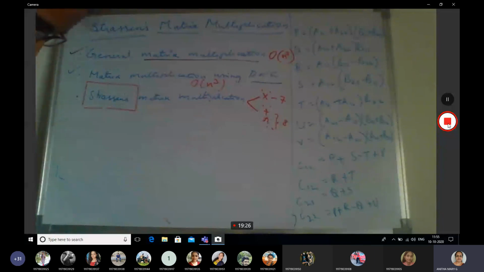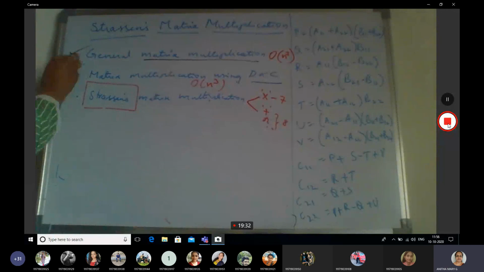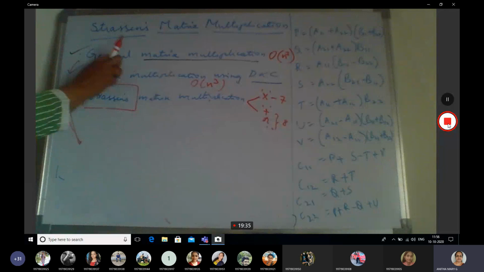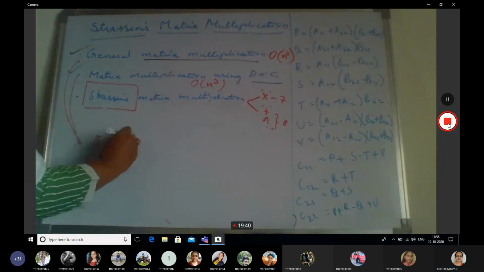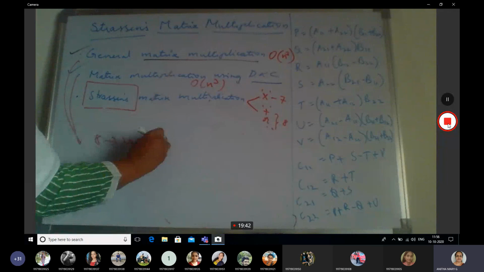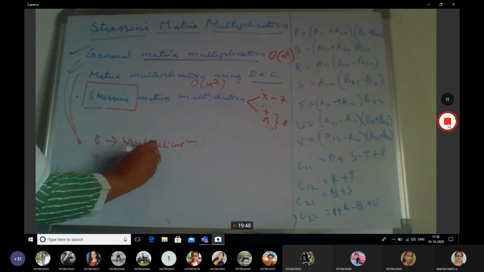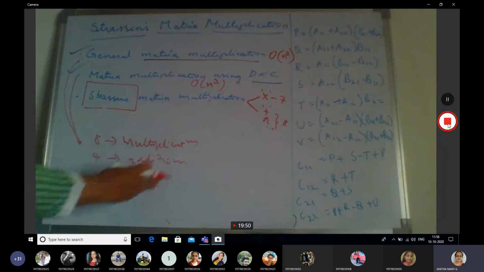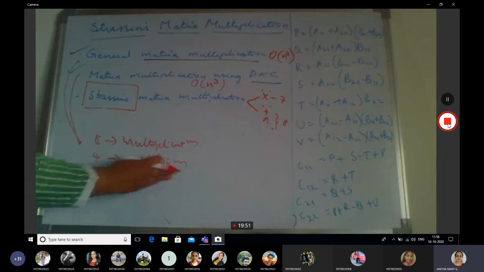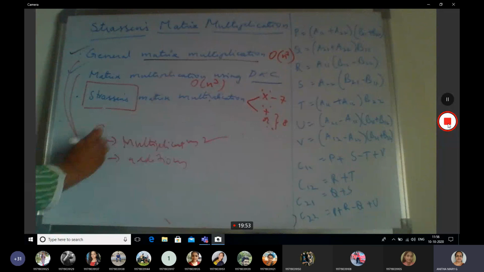Okay, so usually in matrix multiplication, how many additions and subtractions do you have in any of these methods? Matrix multiplication means 8 multiplications you will have, and you have 4 additions. Though additions don't take much time, multiplications take more time complexity.